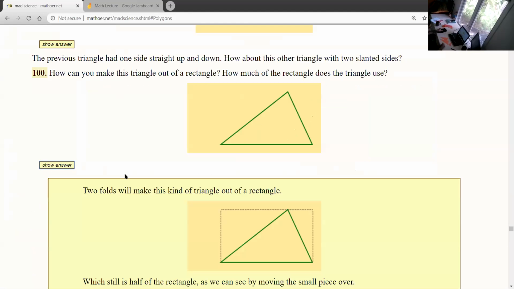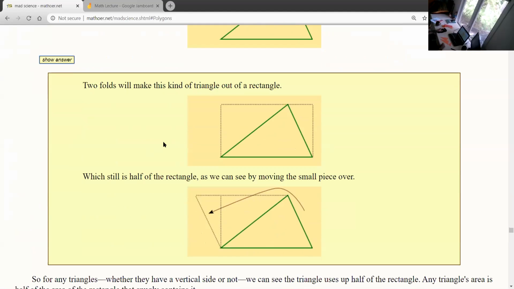So I'm going to share my screen again. So here is the thing there. We can cut out one of the wings and put it over there and we get two triangles. So if the whole rectangle makes two of the triangle, the triangle must be half of the rectangle.